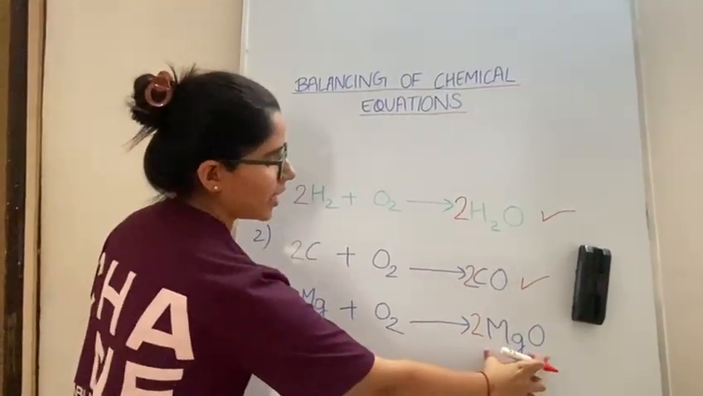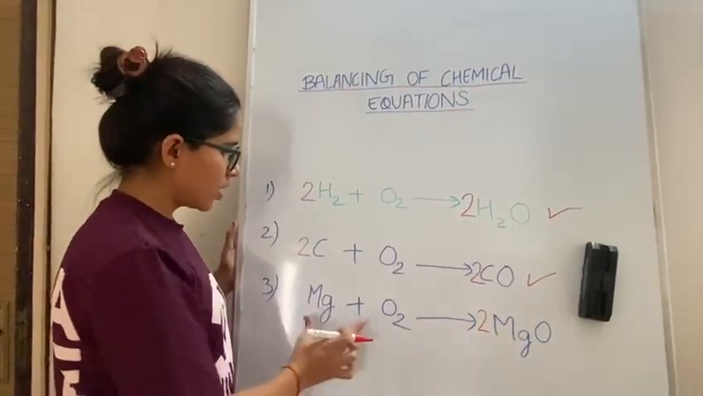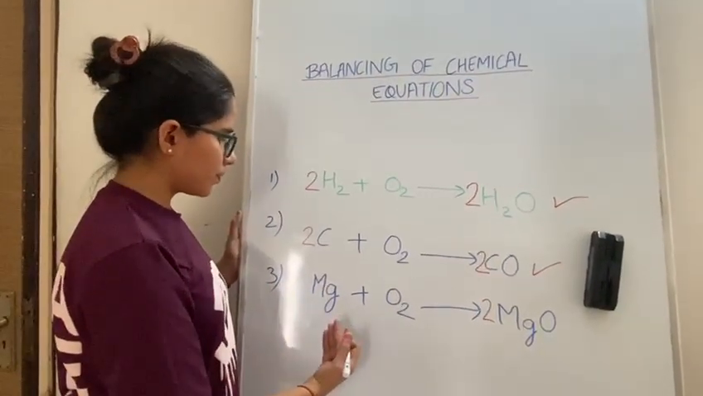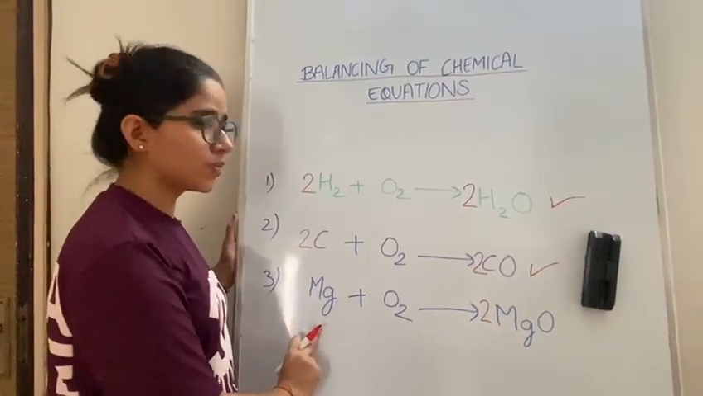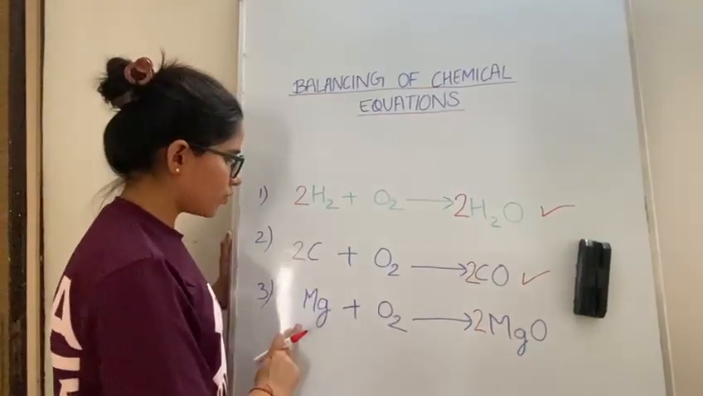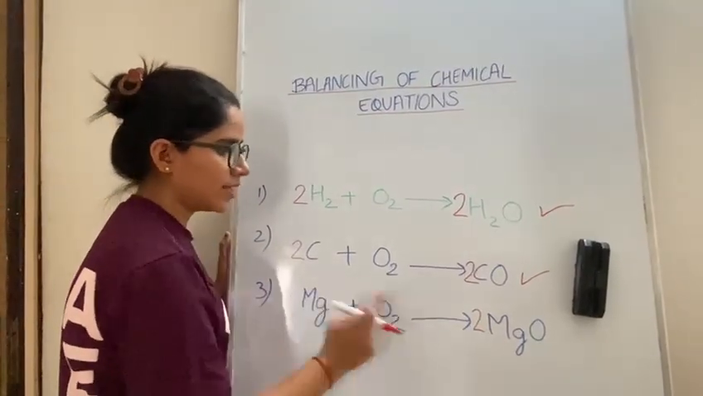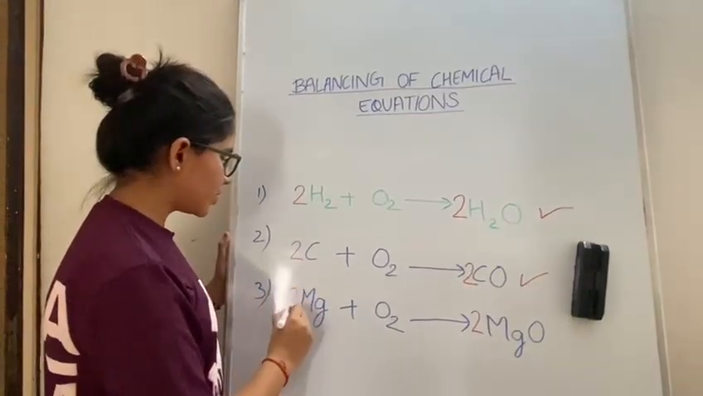So now here I have 2 atoms of oxygen and here 2. So it is balanced. Now I will check it from the beginning. That is, here we have 1 atom of magnesium and on the product side I have 2 atoms of magnesium. So it is 1 and it is 2 here. So we will balance it. To make it equal we will multiply it by 2.